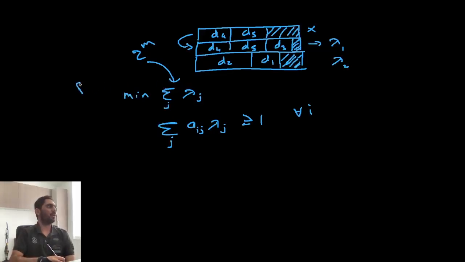We will call this a restricted master problem. This entire problem was the master problem, but if we are only considering a subset of patterns at a time, then it is called the restricted master problem.